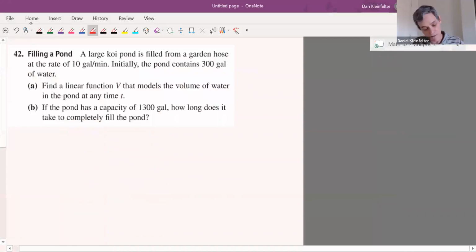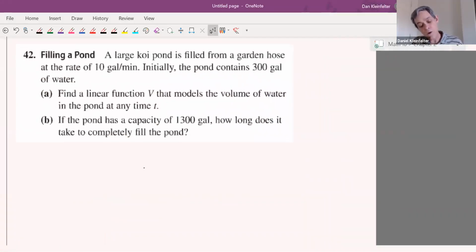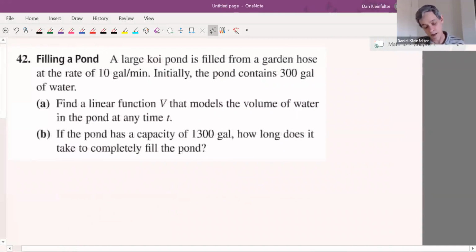So this one is about fish. Here it says a large koi pond is filled from a garden hose at the rate of 10 gallons per minute. Initially, the pond contains 300 gallons of water. We're to find a linear function, V of t, that models the volume in the pond at any time t. So we know it is a linear function, and so it should be mt plus b. I'm not saying mx plus b, I'm saying mt plus b, because they're just telling us it's at any time t. So they're using an independent variable of t.